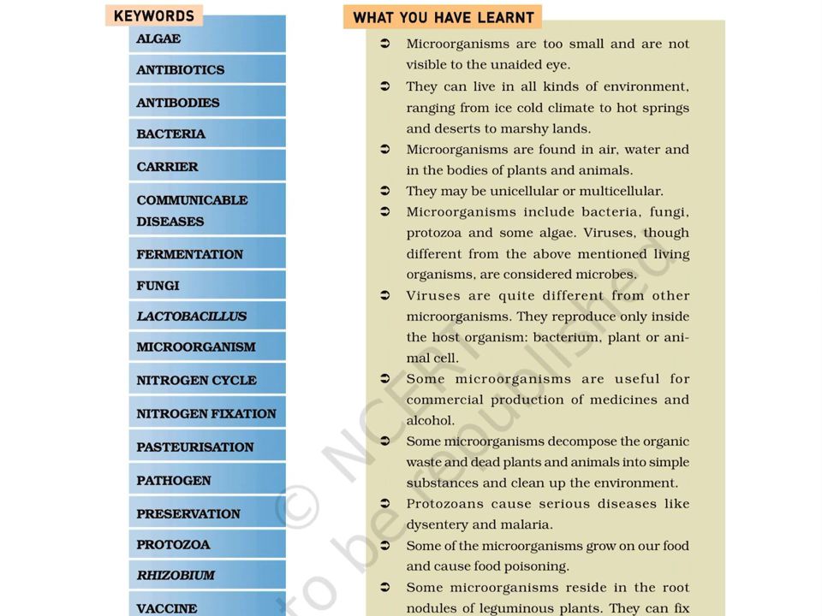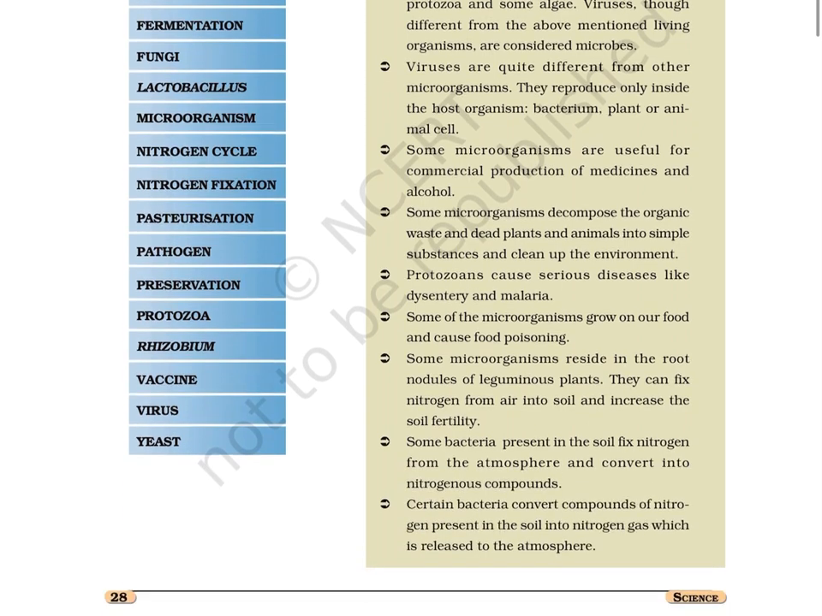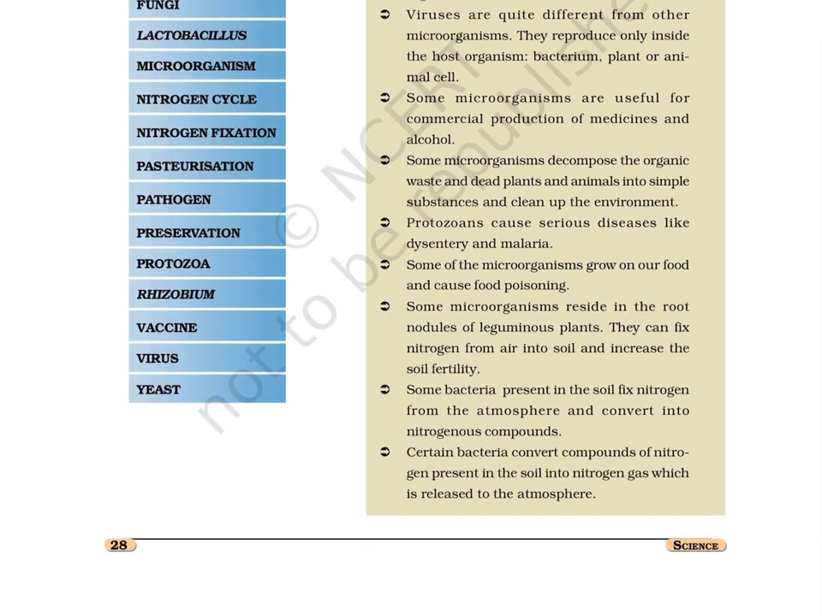Protozoans cause serious diseases like dysentery and malaria. Some of the microorganisms grow on our food and cause food poisoning. Some microorganisms reside in the root nodules of leguminous plants. They can fix nitrogen from air into soil and increase the soil fertility. Some bacteria present in the soil fix nitrogen from the atmosphere and convert it into nitrogenous compounds. Certain bacteria convert compounds of nitrogen present in the soil into nitrogen gas, which is released to the atmosphere.